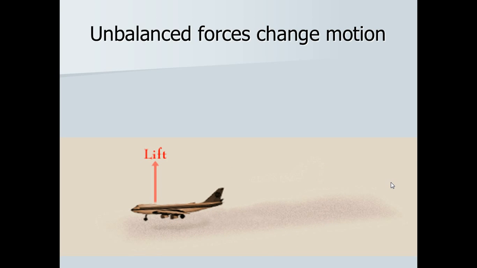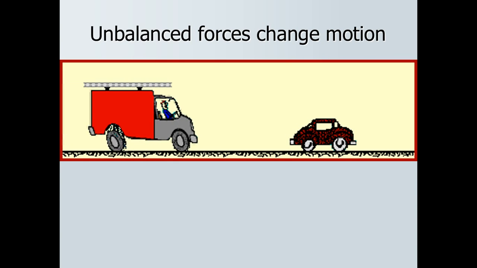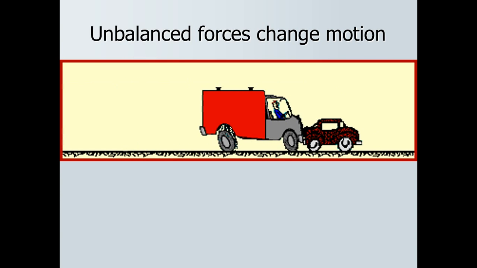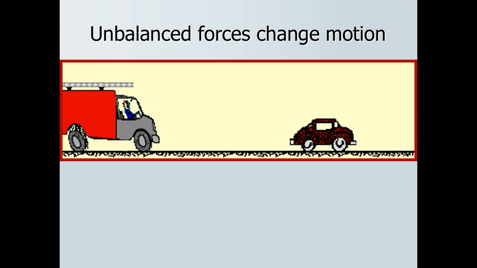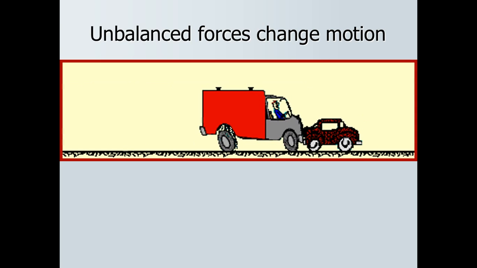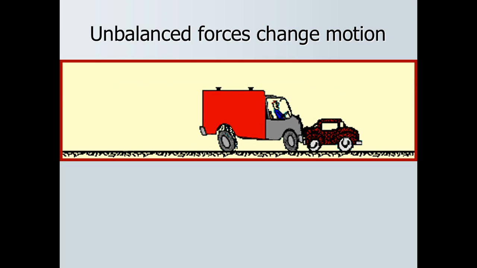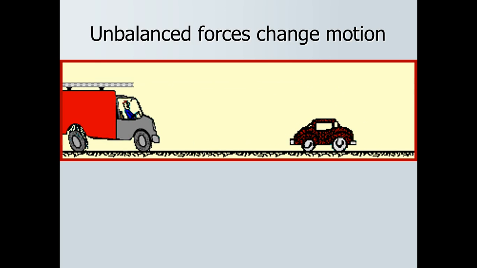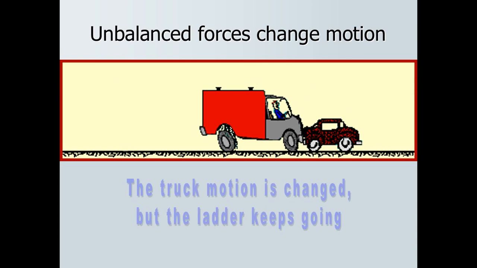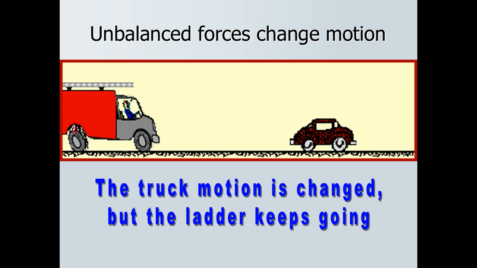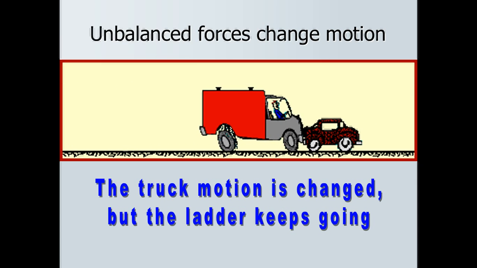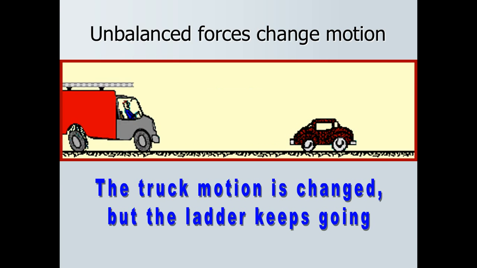Unbalanced forces change the motion of an object. For example, when the truck hits the car, there is an unbalanced force on the ladder causing it to continue moving, even though the truck and the car have both stopped. The truck's motion is changed when it hits the car, but again, the ladder keeps going.